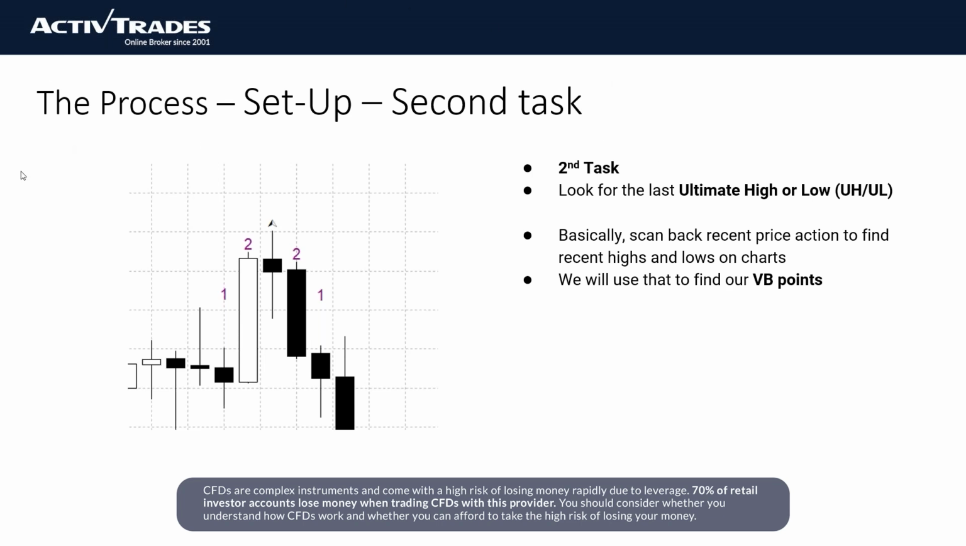So, second task, once we've drawn in those levels of support and resistance. What we're going to be doing is I want you to look for what I would determine as either the ultimate high or the ultimate low. What does that mean? Basically, scan back recent price action to find significant recent highs and lows on your charts, and then we will use them to find what I would call a VB point. So stay with us. We will go into this in a moment, but as I said, I'm just walking you through this as a way to identify market structure to help us identify a reversal.